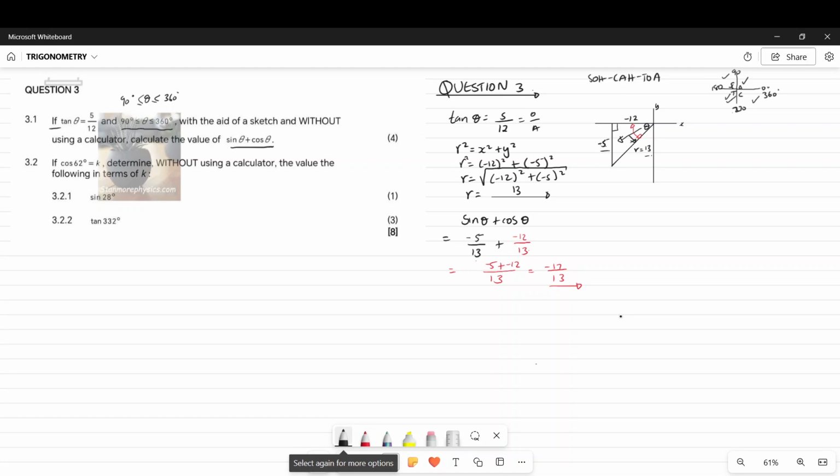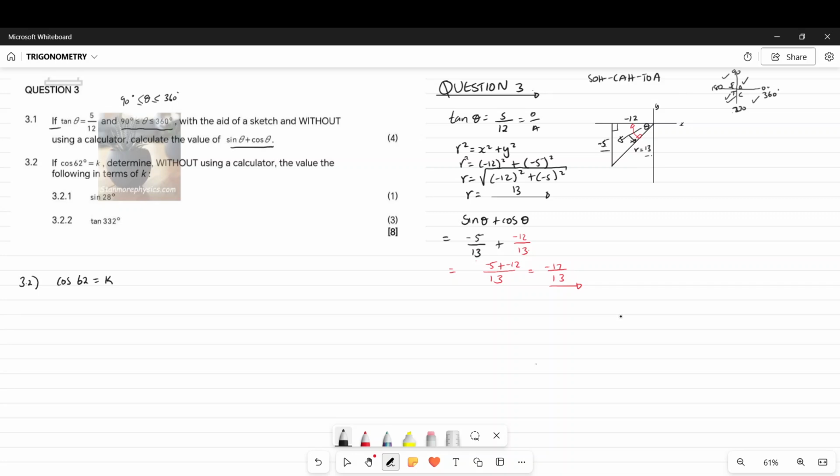Now let's have a look at 3.2. So 3.2 says if cos 62 is equal to k, right? So cos 62 is equal to k. Determine without using a calculator the value of the following terms in terms of k. So now we need to find this in terms of k. So how do we find this in terms of k?